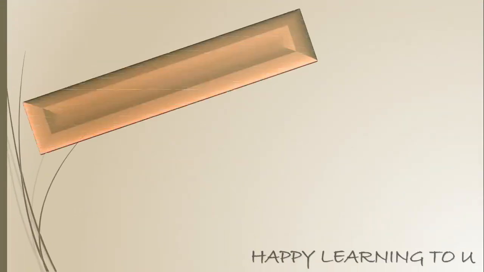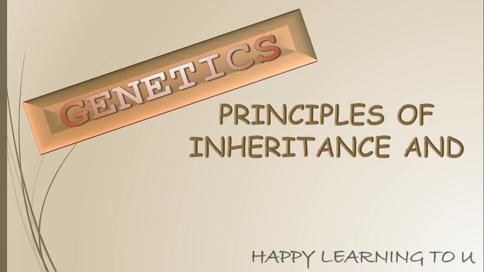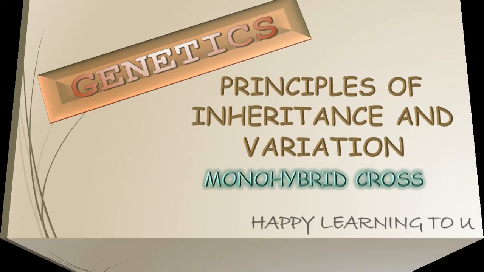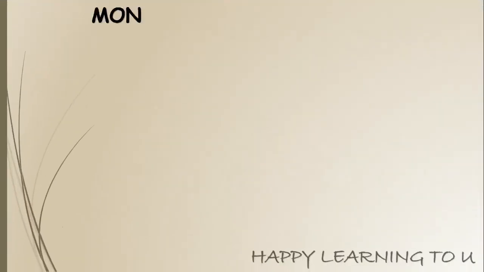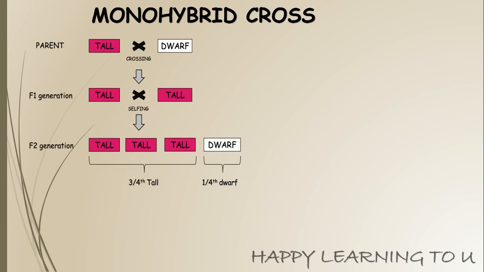So let's continue with the topic of genetics under this chapter of principles of inheritance and variation, and the topic we are going to discuss today is monohybrid cross. So let's get started. Well, this diagram which I am showing here is something which I have explained in my previous video. You can have the link above, but still let me explain it here.